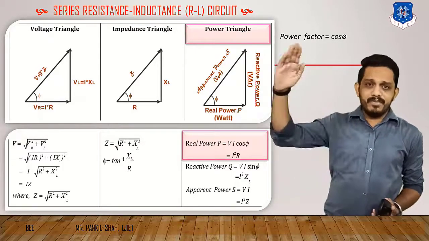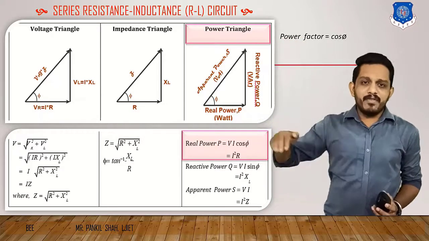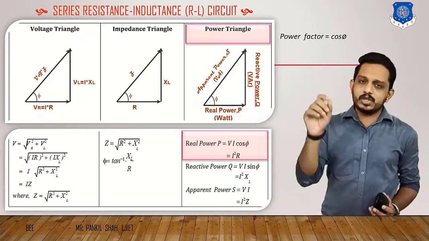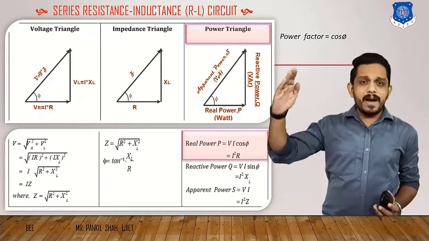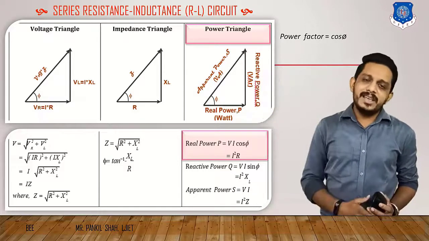So the power has two components, we can say. This power makes an angle phi with this x-axis, so the total power P is equal to VI, and this total power has two components, one is the cos component and one is the sine component.